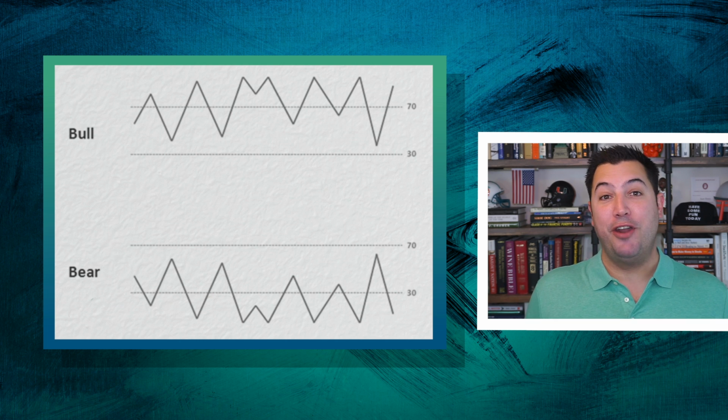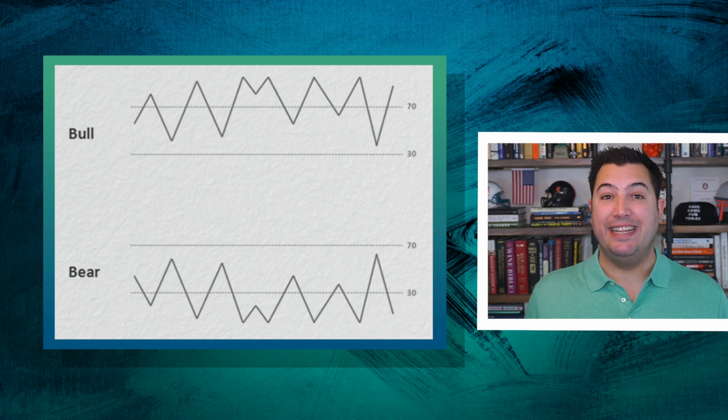But remember, we know nothing goes straight up. So when a market is correcting within an underlying uptrend, momentum, when the stock sells off, is going to stay above 30. It's not going to get oversold. In fact, most often it's going to stay above 40. And the strongest stocks stay above 50.